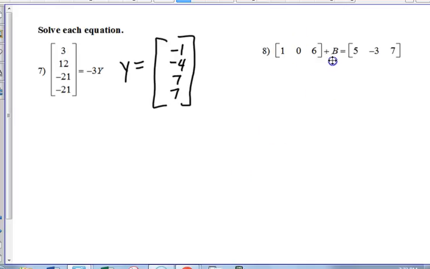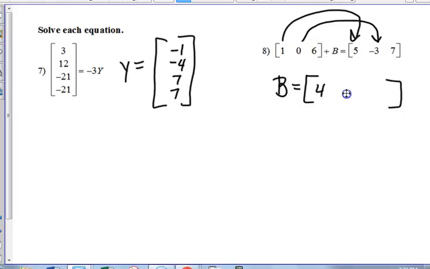This matrix B was added to this 1 by 3 matrix to become this new 1 by 3 matrix. So what size was B? 1 by 3. 1 added what became 5? 0 added became negative 3. Something was added to 6 to become 7.